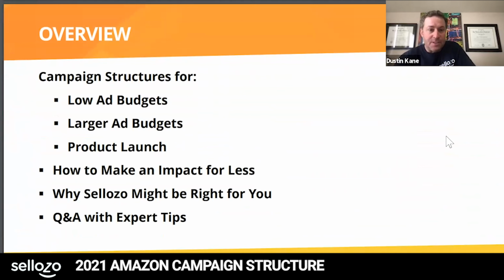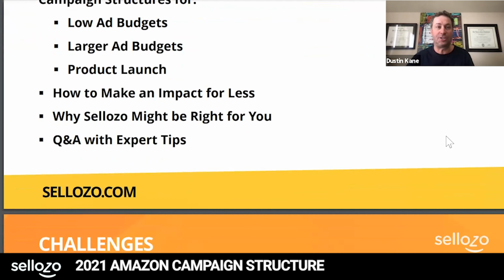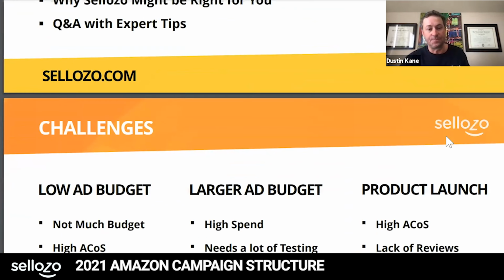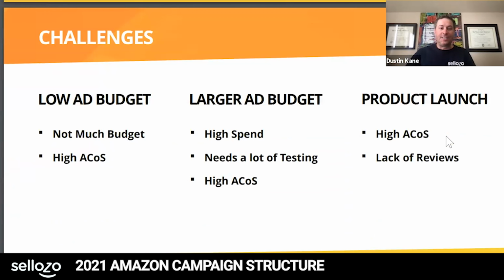So today, the purpose of this webinar is we're going to talk about different campaign structures for whatever your situation is, whether you have a low ad budget, larger ad budget, whether you're in a product launch stage. We're also going to talk at the end about a campaign structure that we recommend for absolutely everybody, and it makes an immediate impact. Chris and I have never seen this campaign structure not work. And then we'll touch on why Sellozo might be the right option for you when you're trying to automate this process. And if you have any questions, throw them in the chat. We're going to hit on those. All right, Chris, take it away.